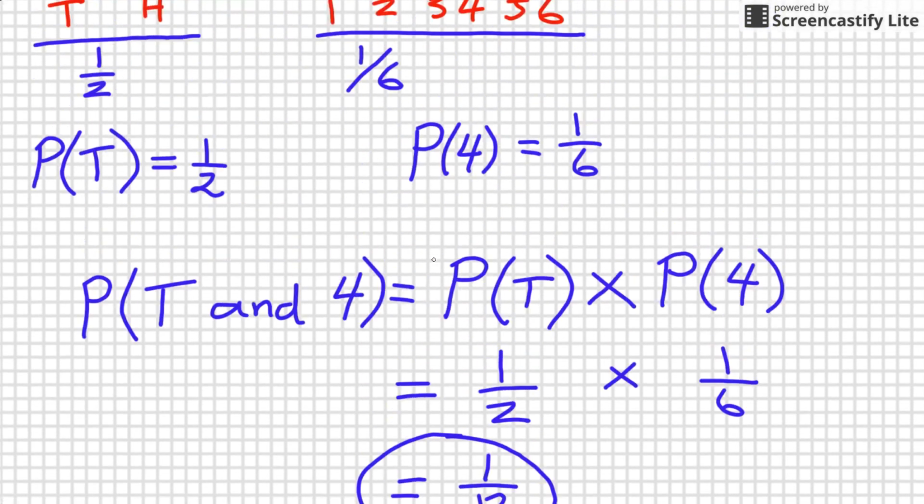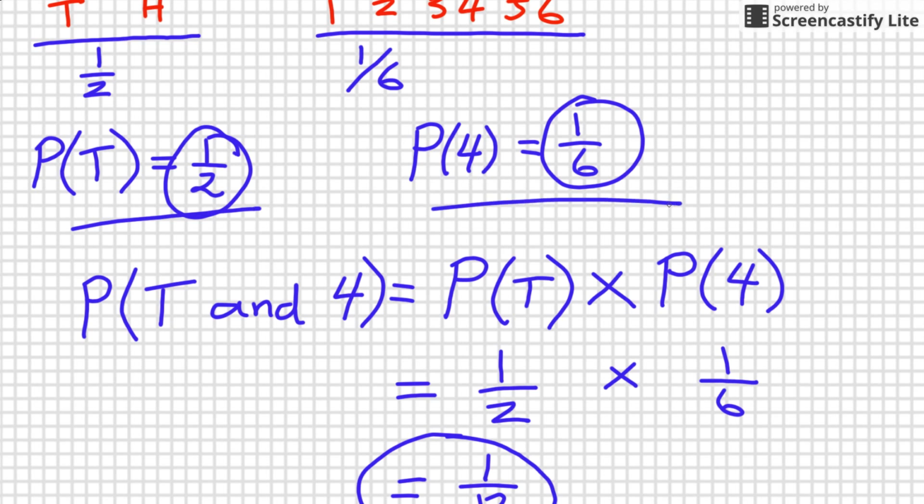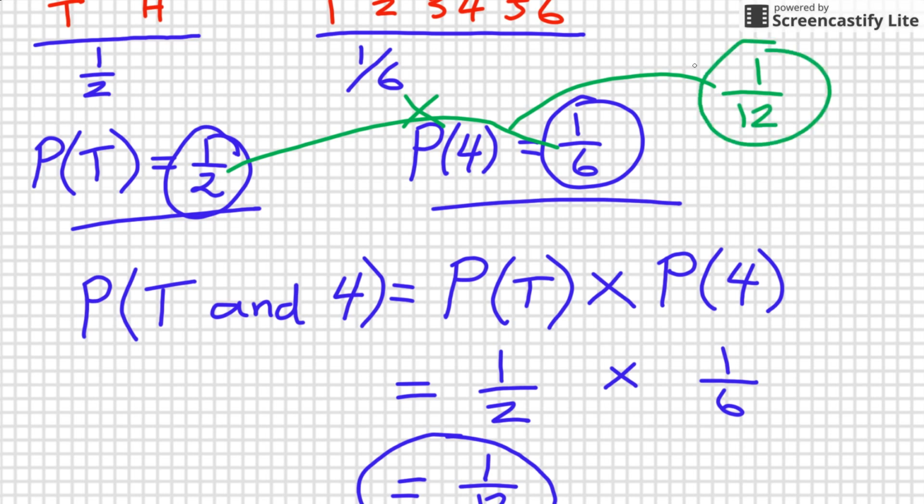So main thing to remember, if we're looking at two events happening at the same time, we just have to multiply the probability of each of those events happening individually. So that was a 1 in 2 chance of getting a tails, a 1 in 6 chance of getting a 4, and we've times those two probabilities together. And then we've got our 1 in 12 chance. And that's it for compound events.